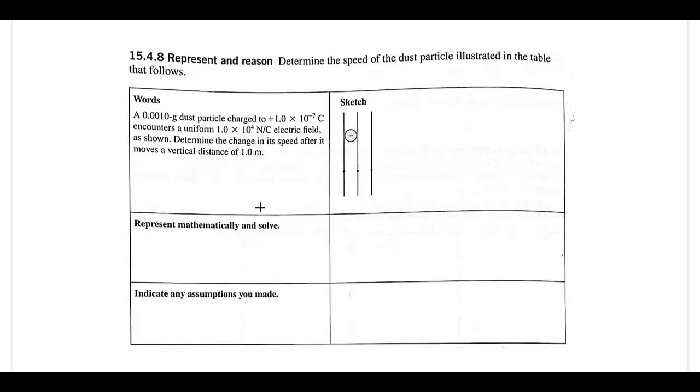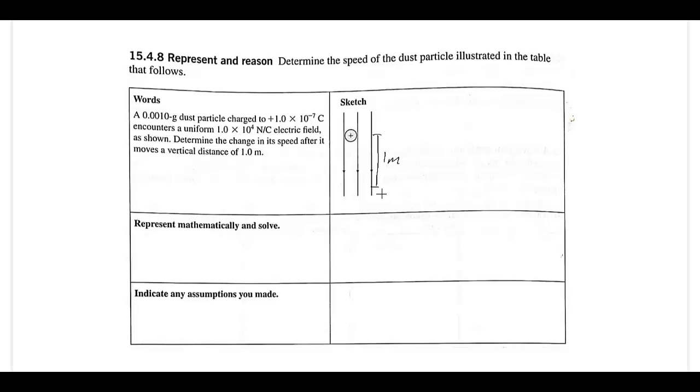Determine the speed of the dust particle illustrated in the table that follows. So it is a 0.001 gram dust particle charged to 1 times 10 to the negative 7th coulombs and encounters a uniform 1 times 10 to the 4th nanocoulomb electric field, as shown. Determine the change in its speed after it moves a vertical distance of 1 meter. So we already have this distance from here to here, which we're saying is 1 meter.